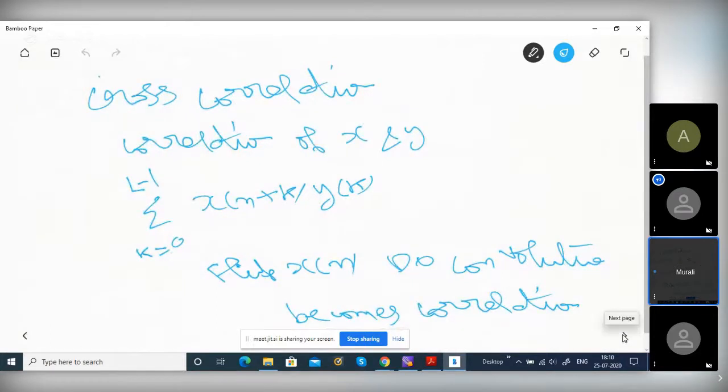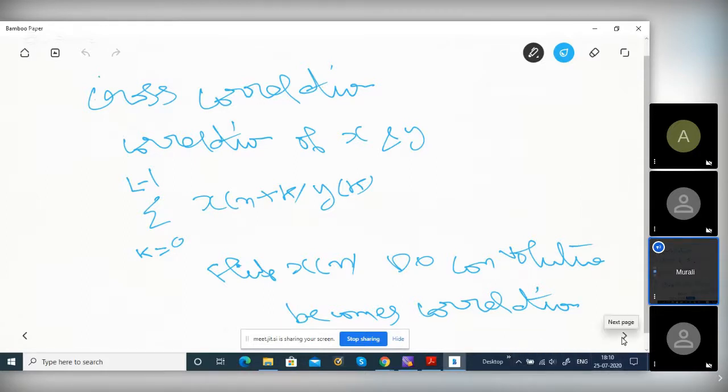Cross correlation is like a filter, with x of n and y of n. You flip x of n and convolve with y of n. That is cross correlation. This correlation has some interesting properties, which we will discuss briefly.